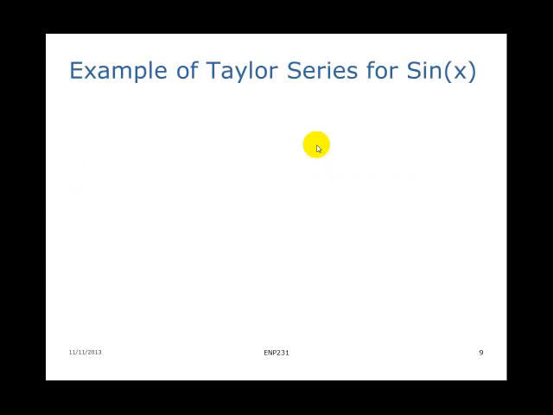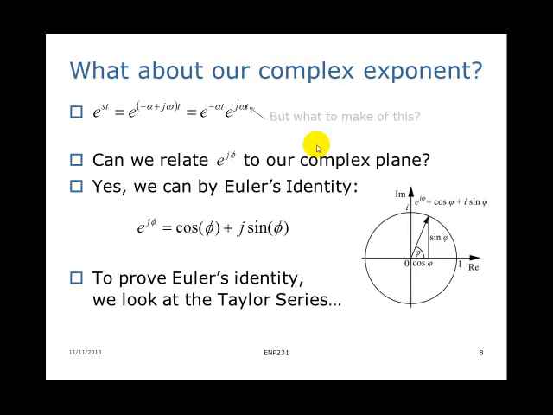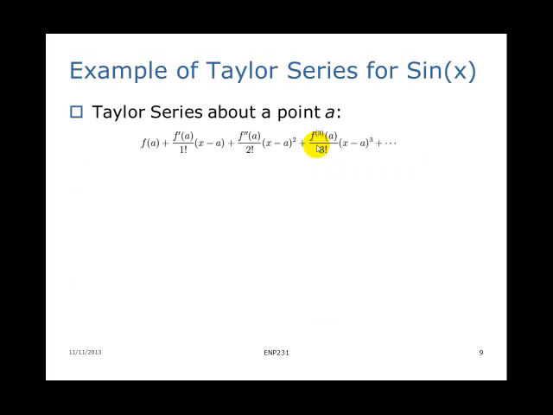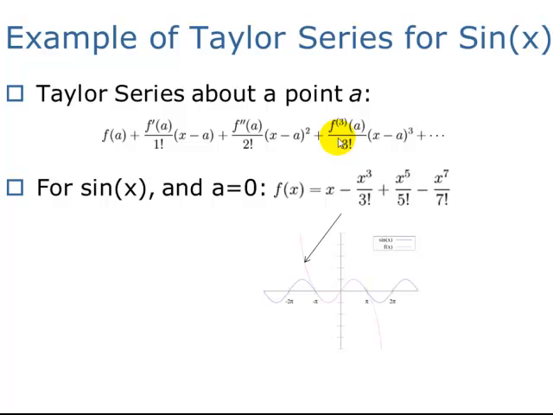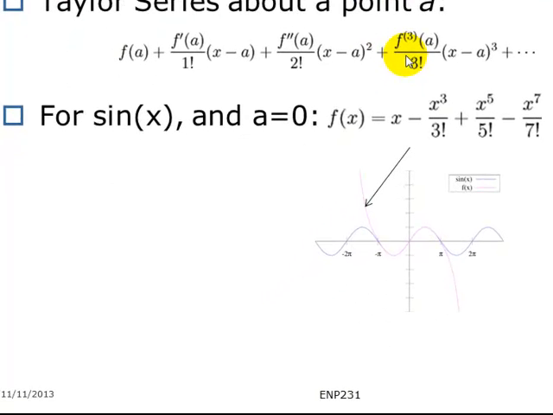So to prove Euler's identity, let's look at the Taylor series. So here we have the Taylor series about a point A, and we're going to be looking at it about a point A equals 0. We're going to do this for sine x. And if you do the math, it turns out that sine x can be expanded as x minus x cubed over 3 factorial plus x to the 5th over 5 factorial minus x to the 7th over 7 factorial, etc.